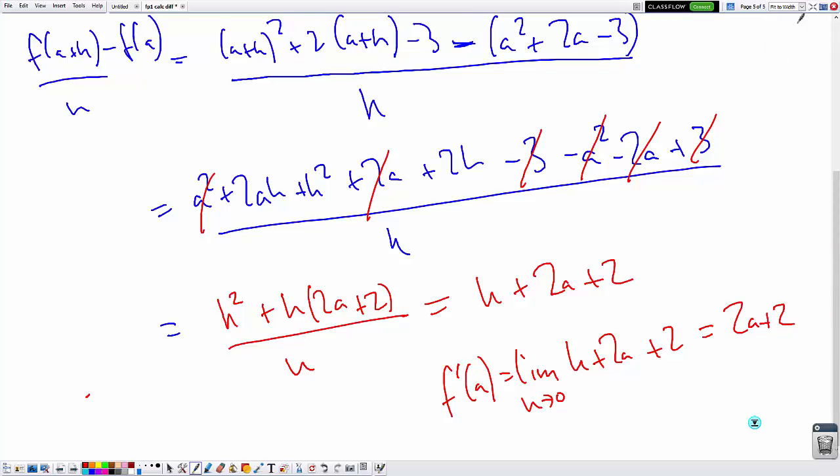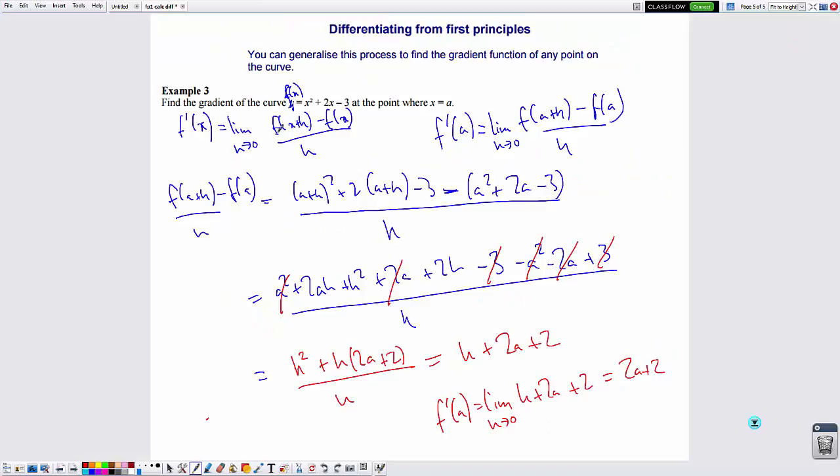So let's look at it all in one go. I know they didn't put f's in the question, they put y, but you should be comfortable just saying, okay, let's make this y and f of x. So it's changing y over changing x as h tends to 0. That's all I'm doing. I plug in a plus h into my equation, I plug in a into my equation, I did the subtraction divided by h, and then did the limit as h tends to 0.